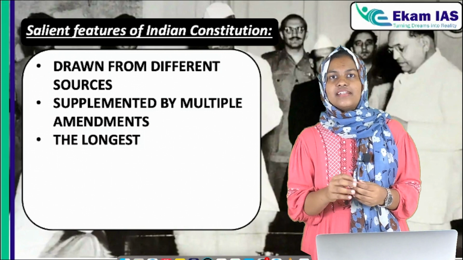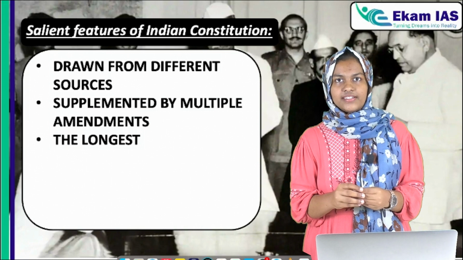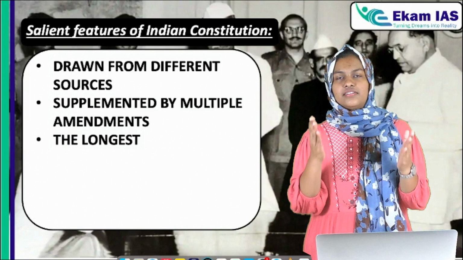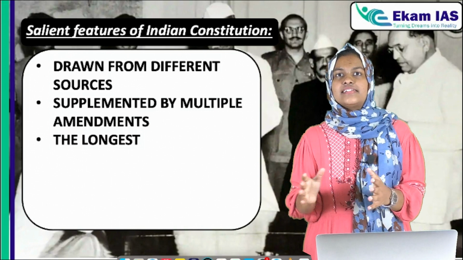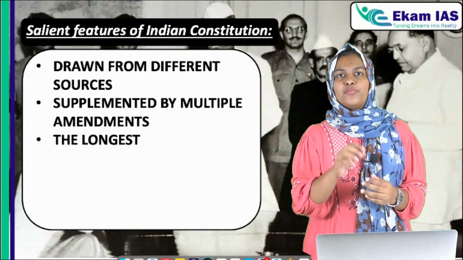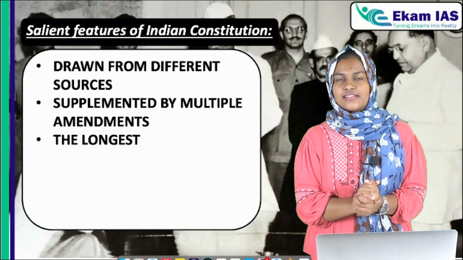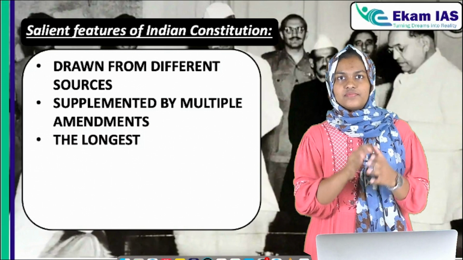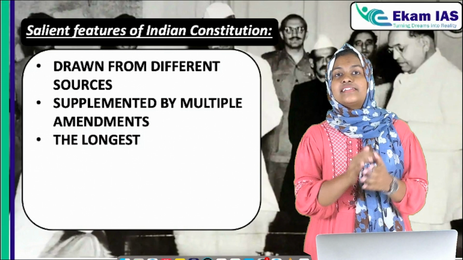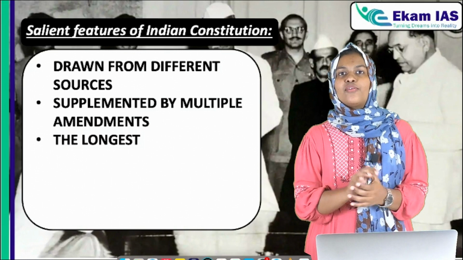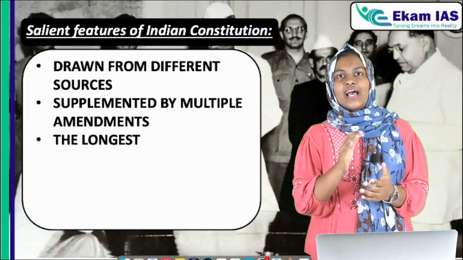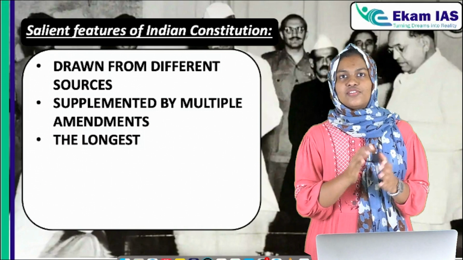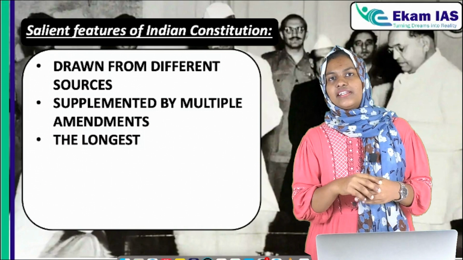Written constitution means that the laws are codified. That means we have a distinct part for each section. For example, our more than 450 articles are segregated into 25 parts. For example, Part 1 talks about the Union and its territories. So, articles corresponding to the Union and territories are covered in Part 1. So that is what is meant by codified. It is systematically arranged. So the Indian Constitution is a written constitution, unlike the British Constitution, which is an unwritten constitution. So this is another salient feature of the Indian Constitution.